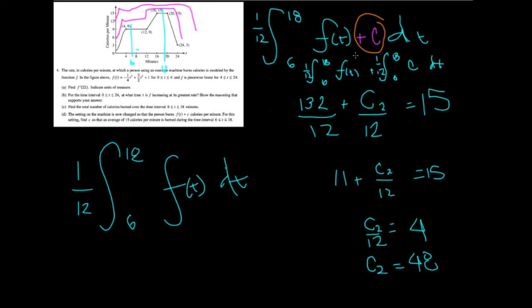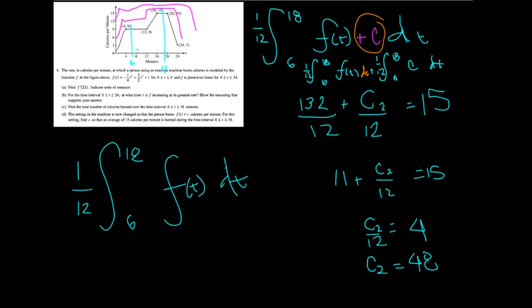So I split it up. So now we have the integral from 6 to 18 of f of t, and then, oh, I forgot the dt. Can't take the integral without the dt. So f of t dt, and then times 1 over 12, which will get us the average calories burned, and then plus the integral from 6 to 18 of c dt times 1 over 12.